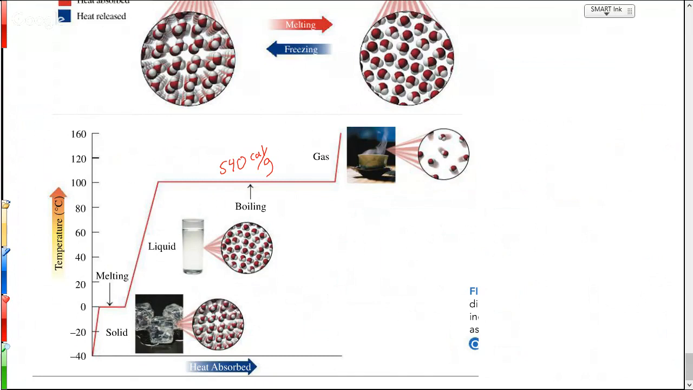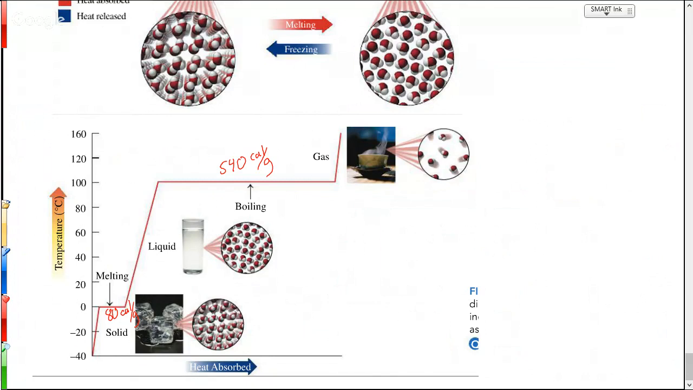So the melting also takes much less. I think it's, I don't want to say the wrong thing. I think it's 80. Yeah, 80. Okay, I was right. So 80 calories per gram to melt. So it actually takes less energy to melt it per gram than to heat it up 100 degrees.